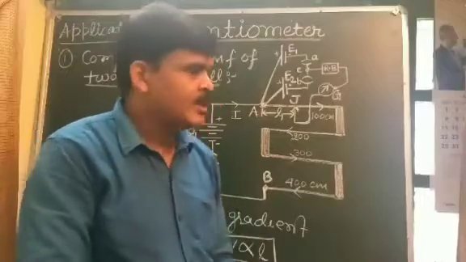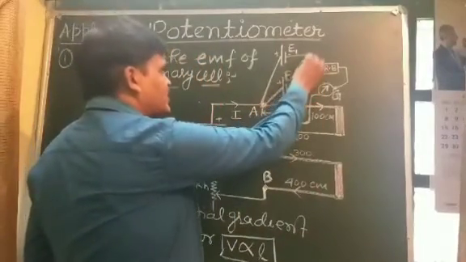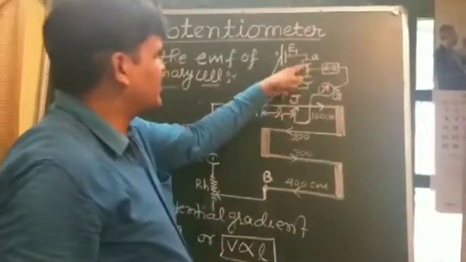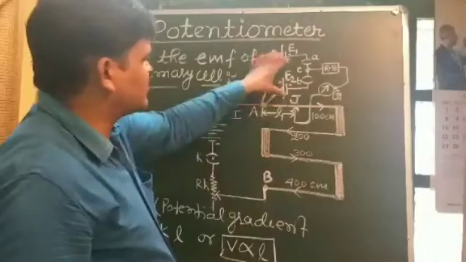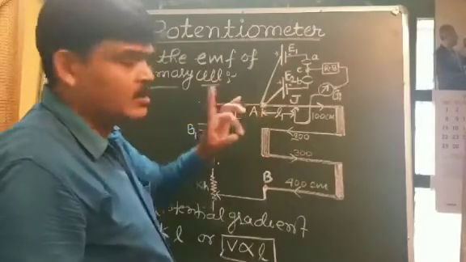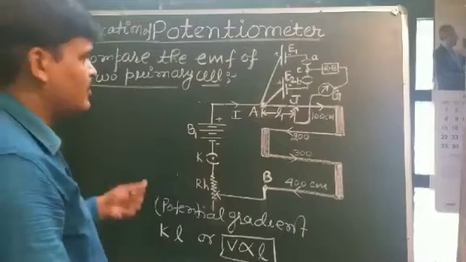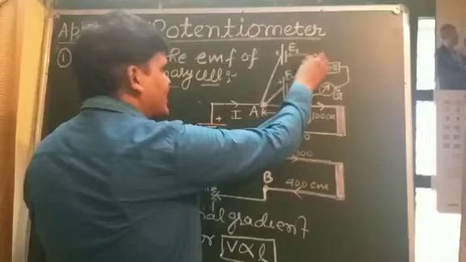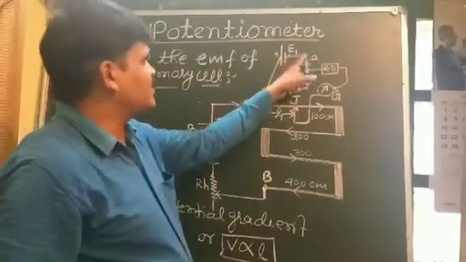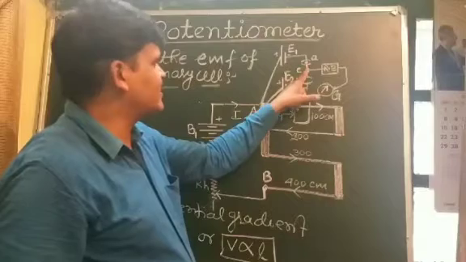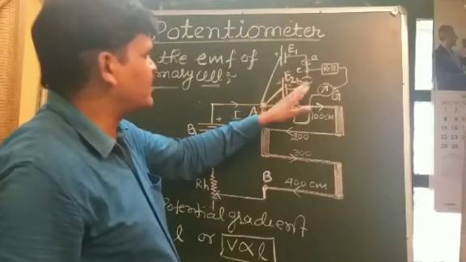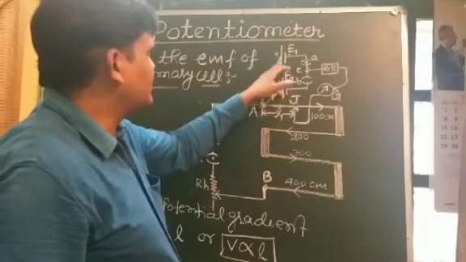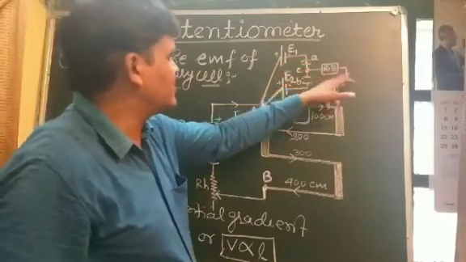And students, here in the 2A key, both keys are open. It means both cells are not in the circuit. First case: now insert the key between A and C. It means cell E2 is open and cell E1 is inserted into the circuit.